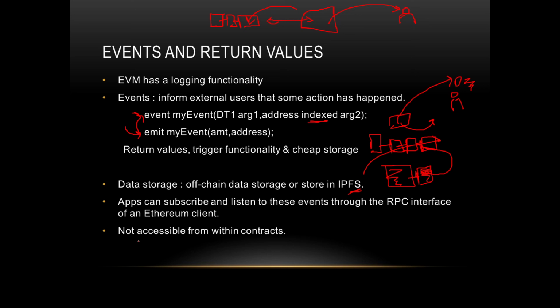Then, not accessible from within contracts. So basically you can't access these events from within the contracts. You can obviously emit it from the contracts, and you can define it in the contract, but you cannot get the output of this event or this emit inside the contract. It will go outside to the outside application. So it's like that. I'll teach you more about how to use it in the lab class.